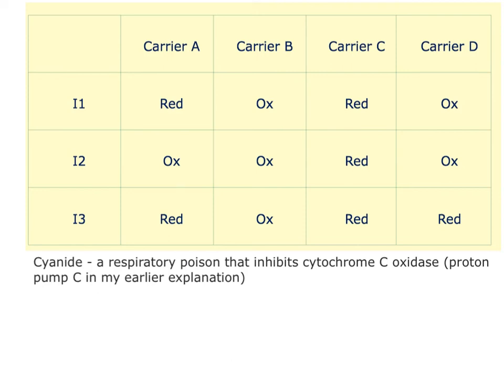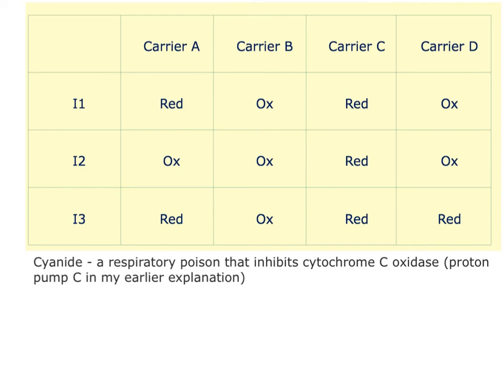So we're looking for what happens when you inhibit something. So basically, if something's inhibited, then the electrons cannot be transferred any further along the chain. And so if you inhibit it, the carriers downstream would be oxidised. You can't give them electrons, you can't reduce them, so they remain oxidised.